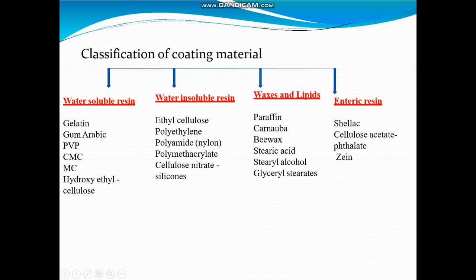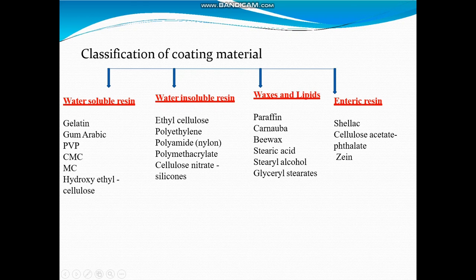The second one is water insoluble resins, that is ethyl cellulose, polyethylene, polyamides, nylon, polymethacrylate, cellulose nitrate or silicones. These are water insoluble resins. Then waxes and lipids. For example, paraffin can be used as a coating material, or carnauba, beeswax, stearic acid, stearyl alcohol or glyceryl stearate.